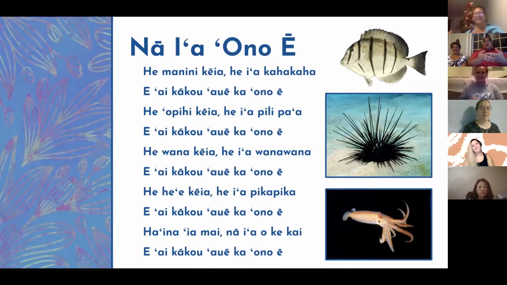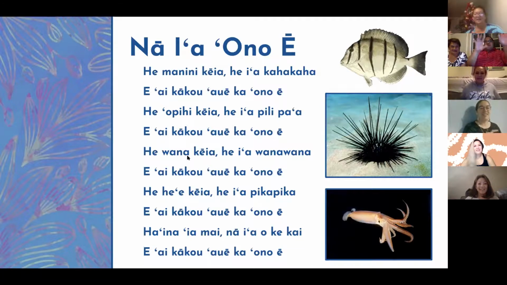Okay, let's try that. And go. He ʻopihi keia, he ʻia pili paʻa. Okay, good, pretty easy. The same for the next one, so we'll skip that. Let's go to wana. E hōʻiliʻili mai, he wana keia, he wana keia. Okay, and he wana, he ʻia wana wana.